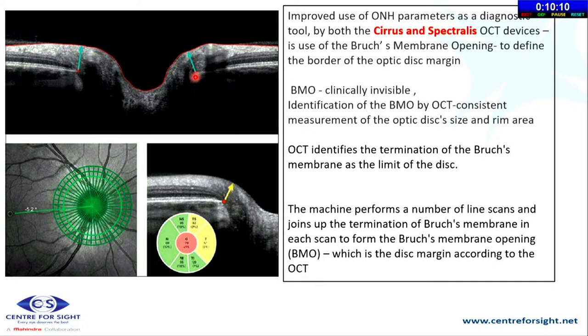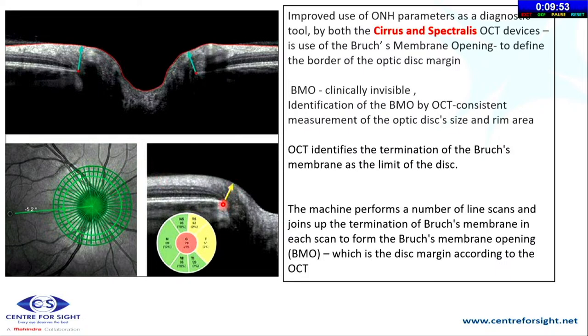In this, you can see these two red dots. These are the openings as determined by the OCT. And then you have the inner limiting membrane out here. Now, this has been taken by line scans. Mind you, this is not of a Cirrus OCT. This is of a Spectralis OCT. And what do we find?